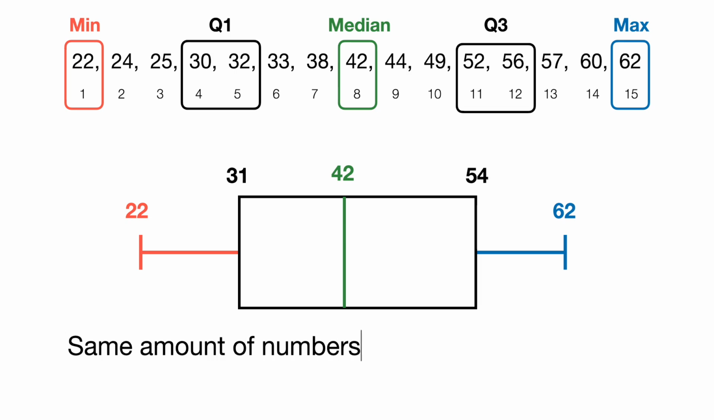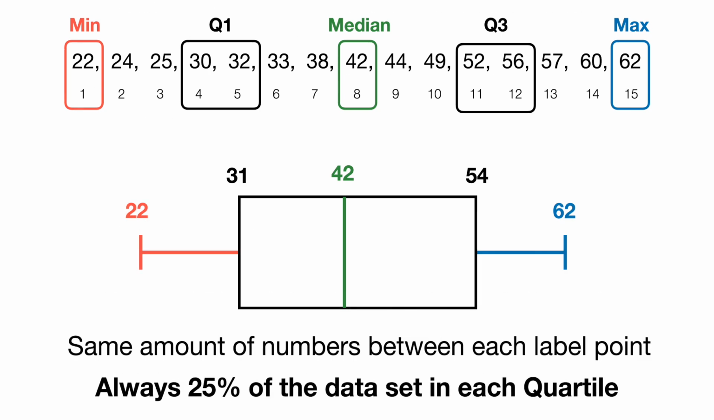But there's also one other thing you must take note of, is that there's actually going to be the same amount of numbers in between each label point or each number in the 5-number summary, and there is always going to be 25% of the data in each quartile. So let's take a look at what that means. So in this first quartile between the minimum and Q1, there's going to be 25% of the data in there. Between 31 and 42, there's going to be 25%.